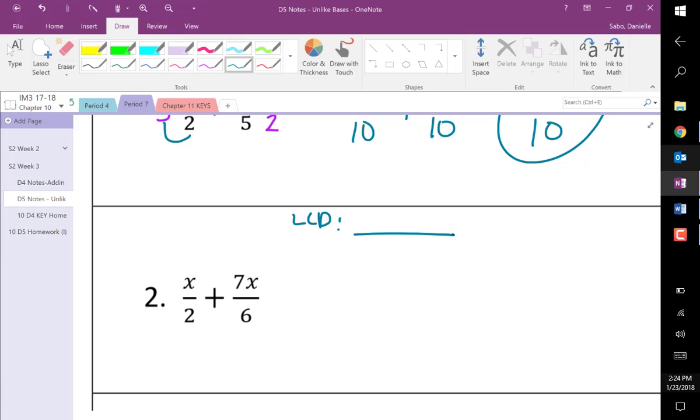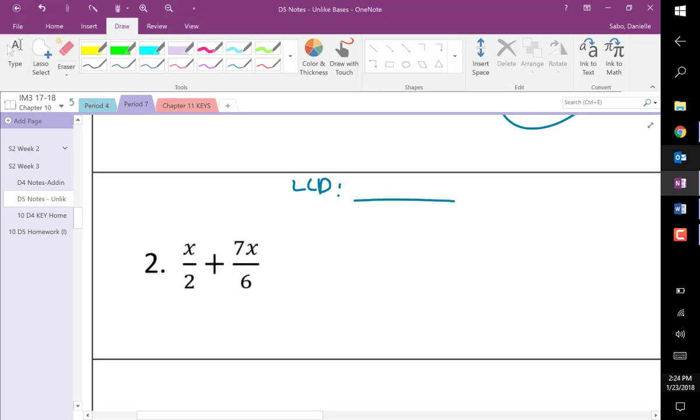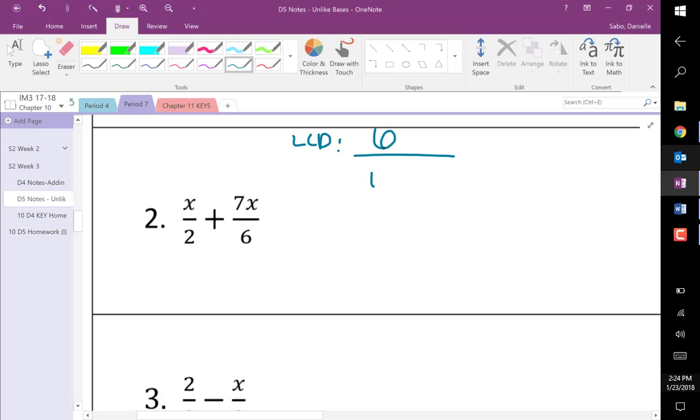Okay, so again, I have 2 and 6. Here's what I always do first. Can I multiply 2 by anything to get 6? Yeah. So right away, because you just said yes, that's your LCD. My LCD is 6 because I can write one of them as the other. So that helps me out. If you use 12, perfectly fine. You just have to reduce at the end. That's the only thing that stinks about using the 12.